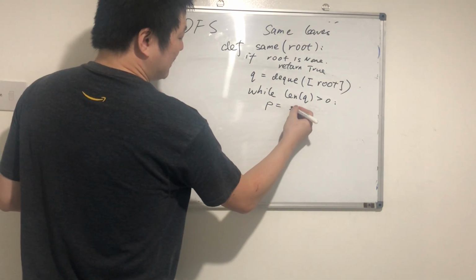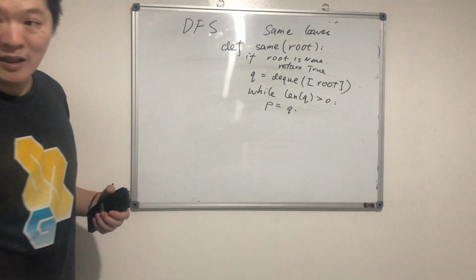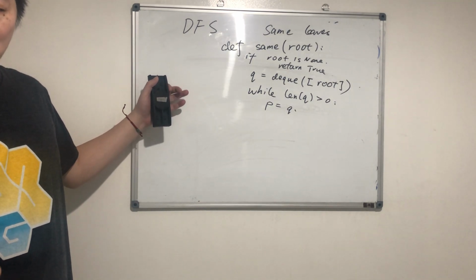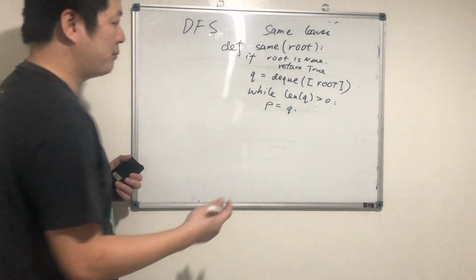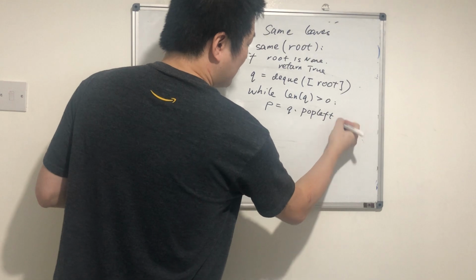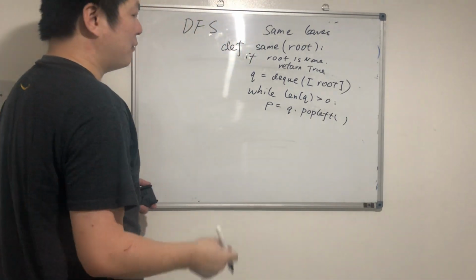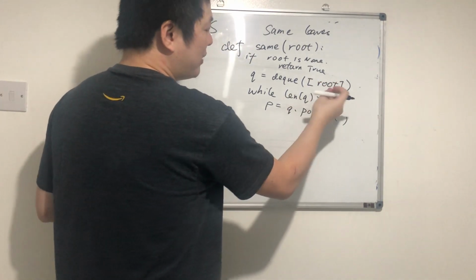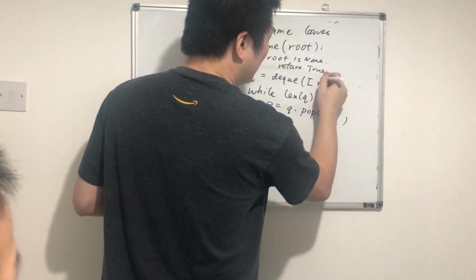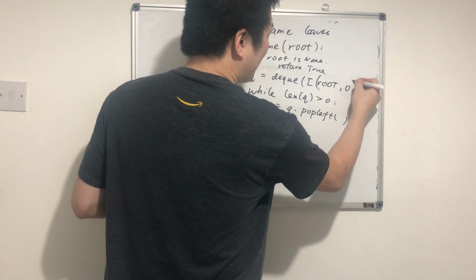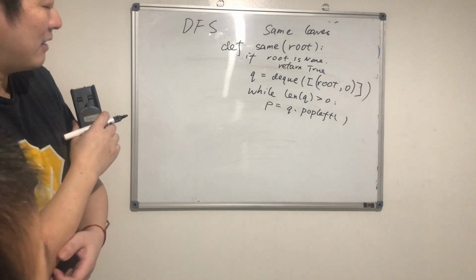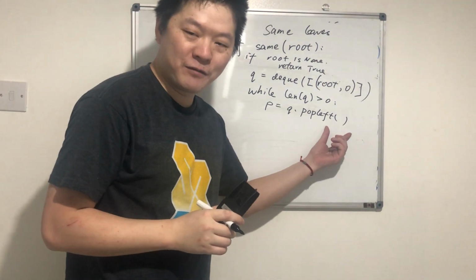Okay. P equals Q dot what? Remember what I just said? Q dot pop. Pop left. Yeah, I said pop. Okay. Remember we are missing something, which is we need to put the depth in it. So instead of a single element, we can do a tuple: root, 0. Okay? Now we put the element from the beginning.